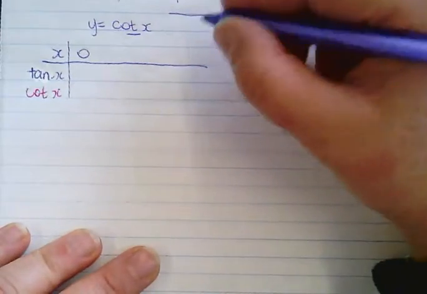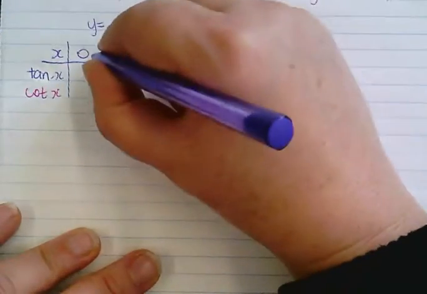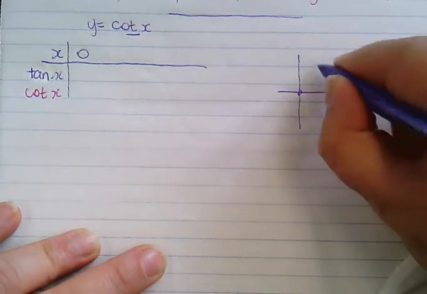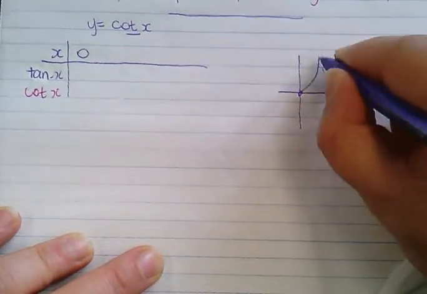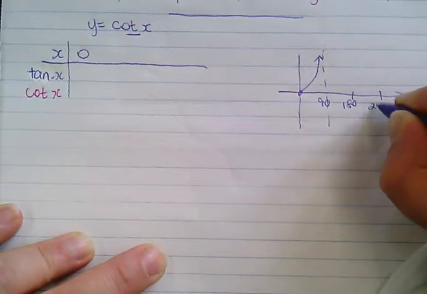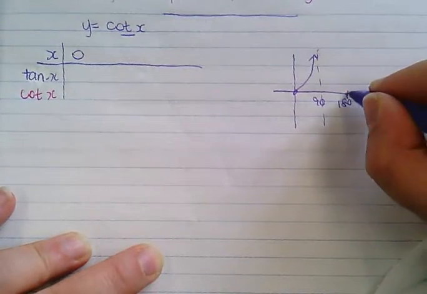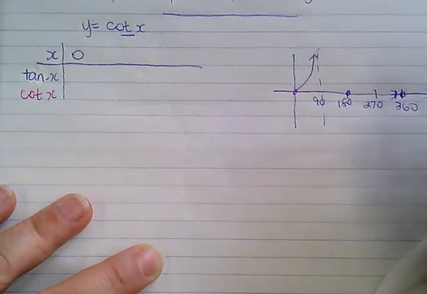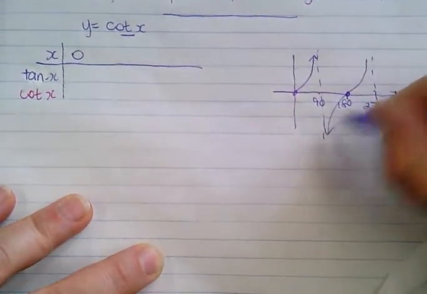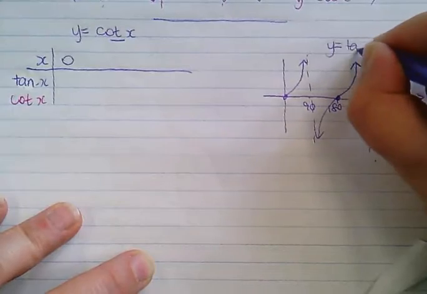Y equals cot x is the reciprocal of the tan curve, third letter t. So let's just do a quick sketch of the tan curve. Tan of 0 is 0. Tan of 90 is undefined. Remember, tan is positive in quadrant 1, so it's up there. That's 90, 180, 270, and 360. Tan of 180 is 0 as well, and so is tan of 360. We've got asymptotes every 180 degrees. This curve, the tan curve, looks like this. That's your tan curve, y equals tan x.